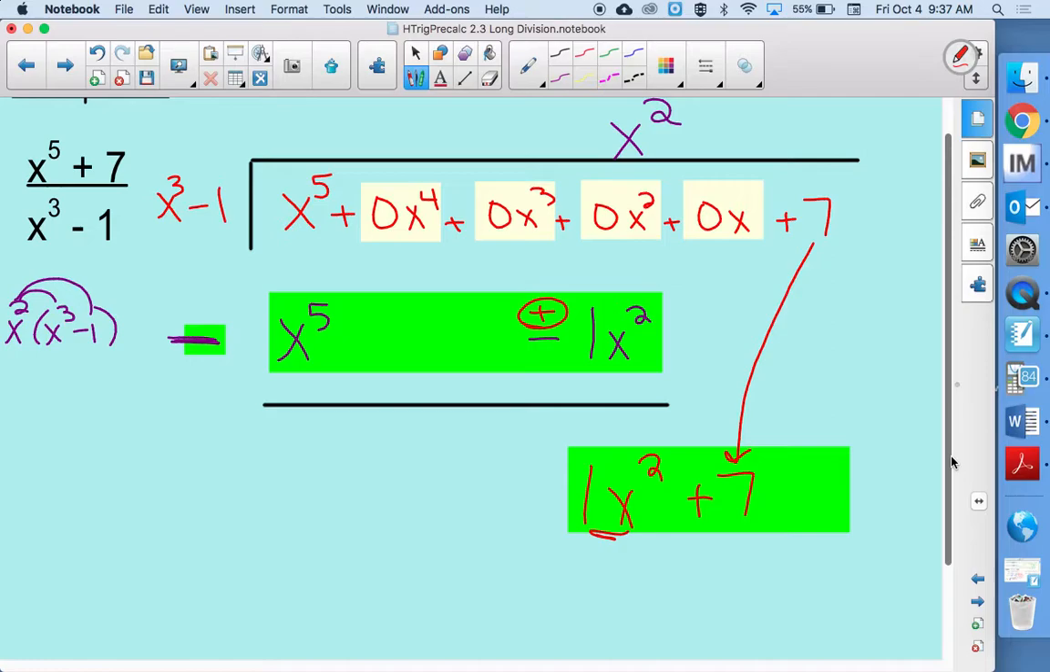So when we write our answer, f of x equals, my quotient is x squared. Because it's just x squared, I'm going to write it first. Our divisor is x cubed minus 1. And then the remainder is x squared plus 7. So if I multiply x squared through x cubed minus 1, I missed my little cube there. If I multiply through, combine the like terms, we should be able to get back to the original problem.